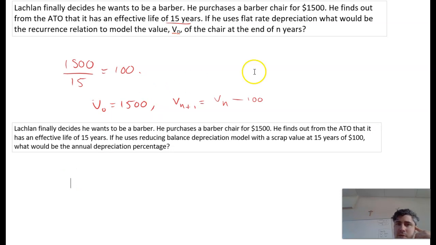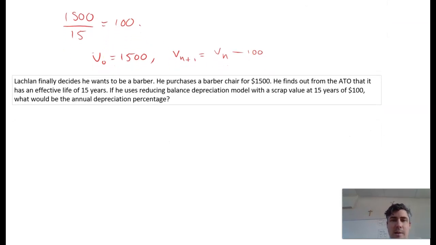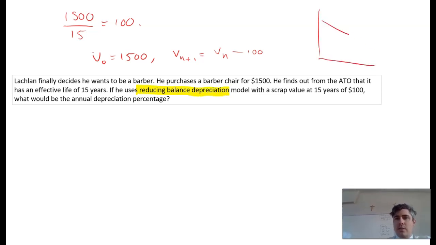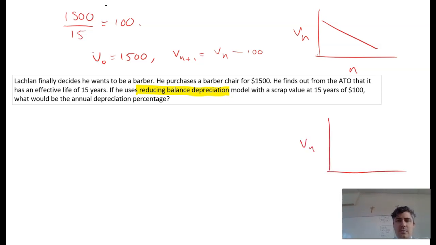Alright, so in the previous example, it went down at a flat rate by $100 per year, going from 1,500 down to 0. In this example, which is more realistic, Lachlan's barber chair goes by reducing balance depreciation. So the difference, remember, is flat rate will look like this. So that's n years, and that's Vn. Whereas reducing balance will look like this.